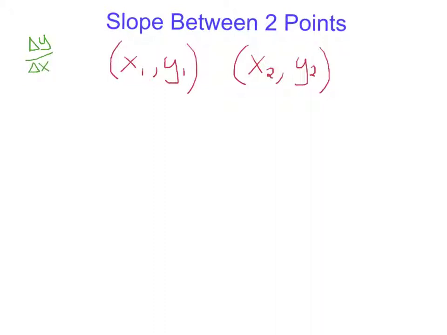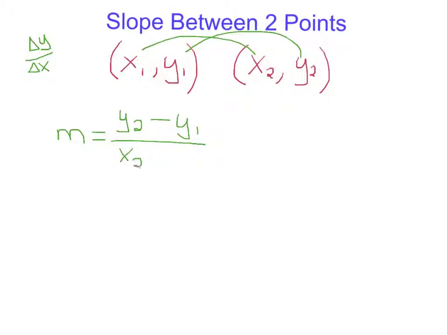So to find the change in y, we just subtract. So the slope between 2 points, this formula, the change in y would be y2 minus y1 over the change in x, which is x2 minus x1. And you actually will get the same thing if you reverse this. y1 minus y2 divided by x1 minus x2. You just have to be careful.